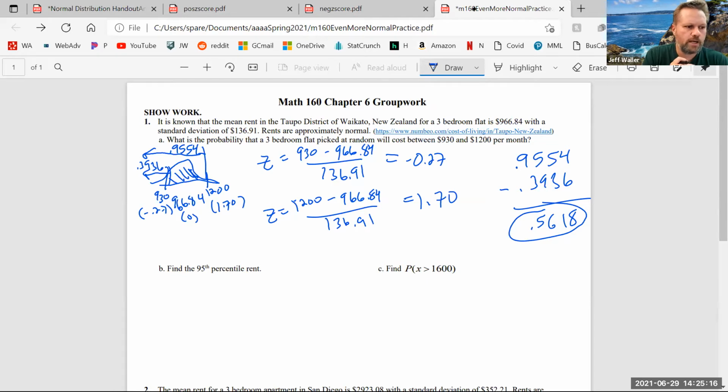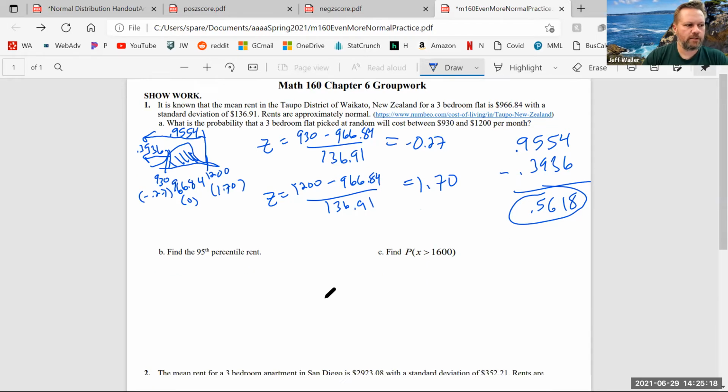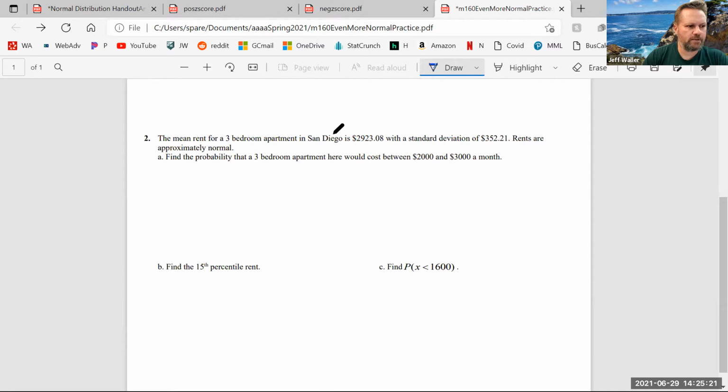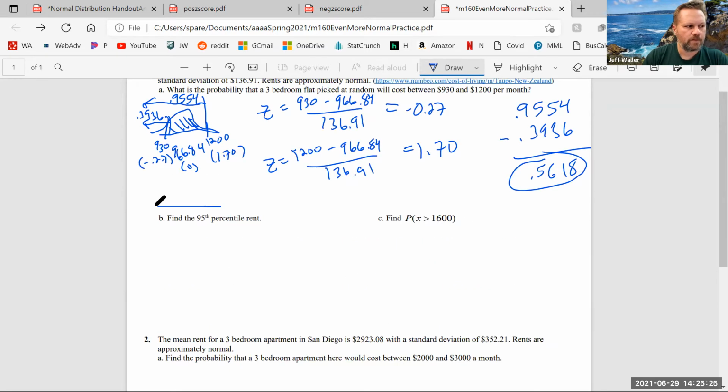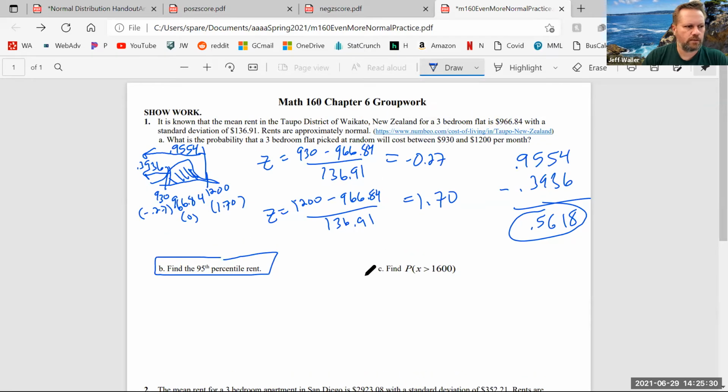All right. So real quick, the whole thing about San Diego is going to be the same problems. I don't think we have to do all of this. I just want to take a picture of that really fast. I'll post this too. We're going to do this problem right here. 95th percentile rent. Where would that rent be on the picture? Very far to the right, way up here. So it's got a full 95% below it.